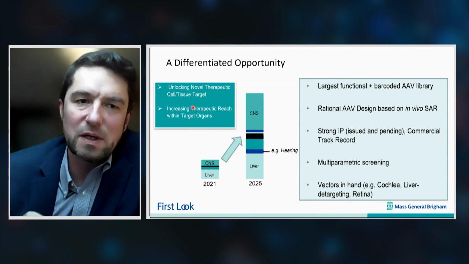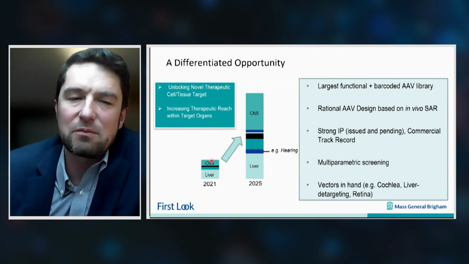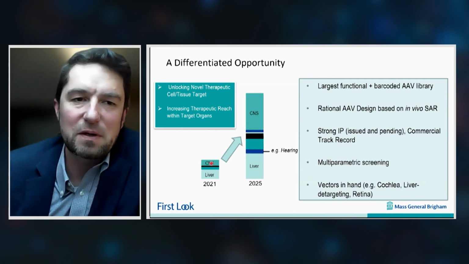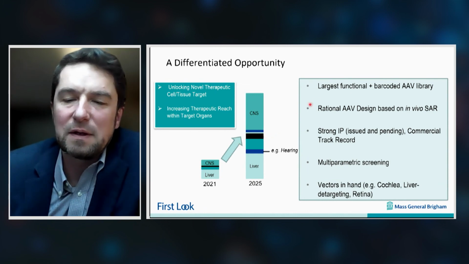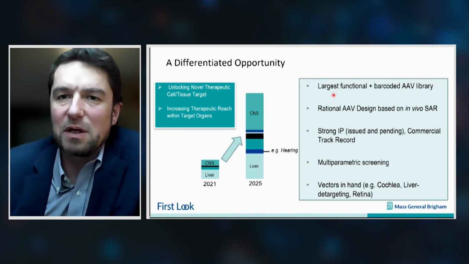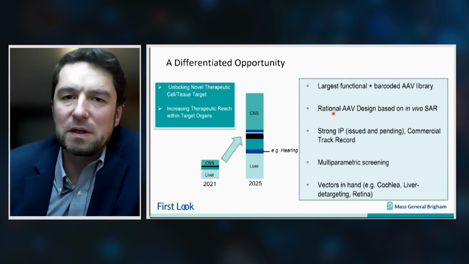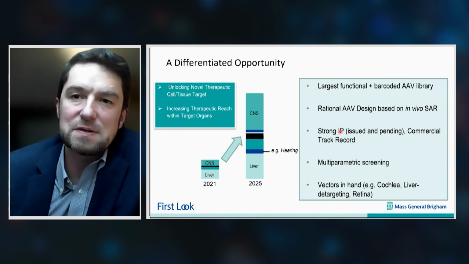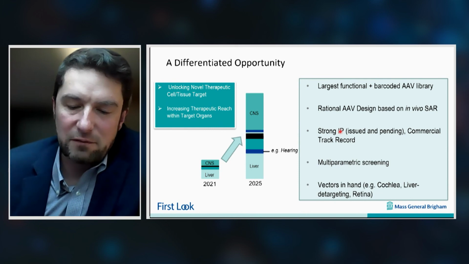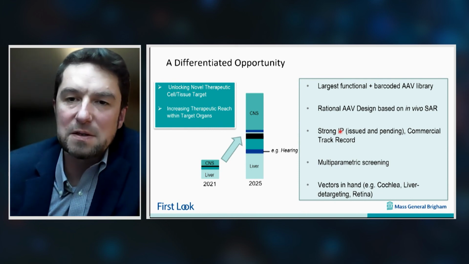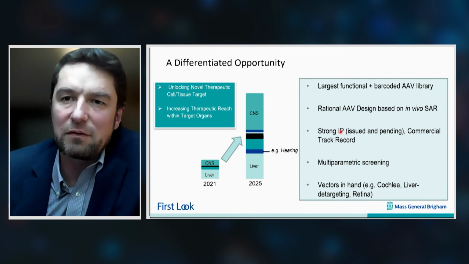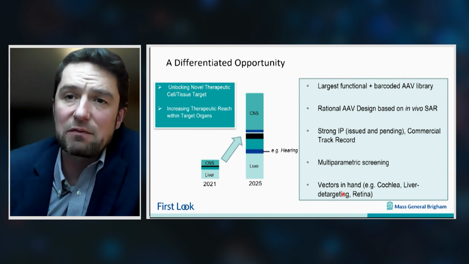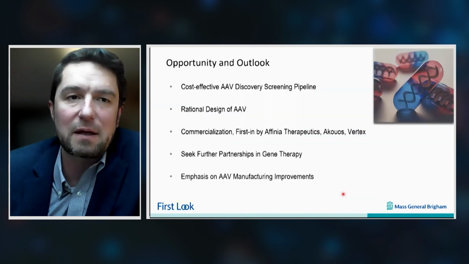Second, what we hope to do is within each of these categories, some of which are already emerging spaces, such as the CNS, we hope to obviously expand the therapeutic reach of this modality. In summary, we have a very large functional and barcoded library tool here that is continuously expanding, that allows us to rationally design AAVs. These are a defined track record in terms of IP that is quite strong. It allows us to screen multiparametrically, really trying to define the in vivo pharmacology of these agents. And we have a number of vectors at hand which we feel are lead candidates.